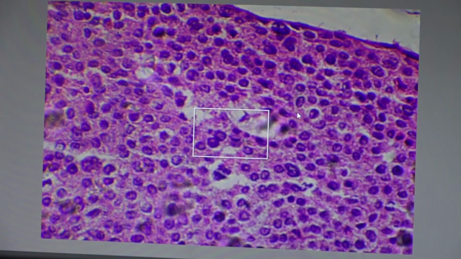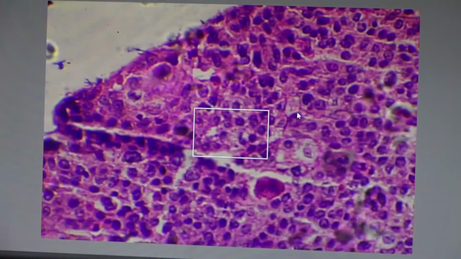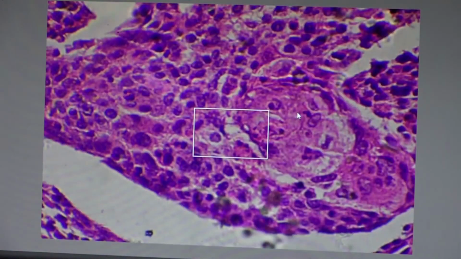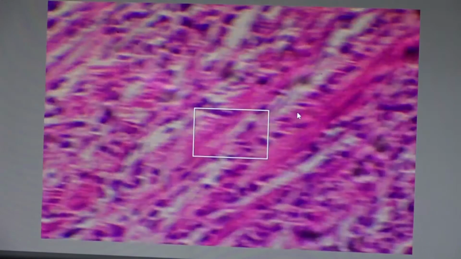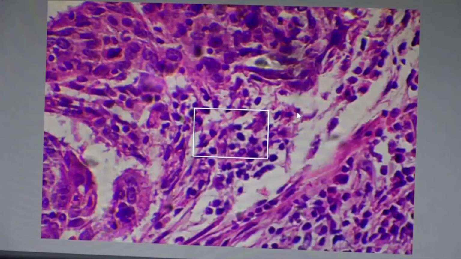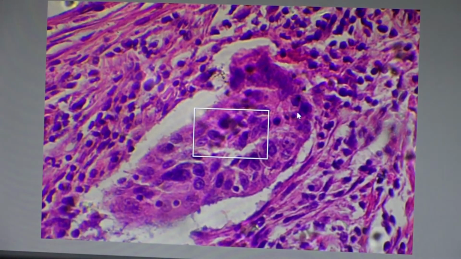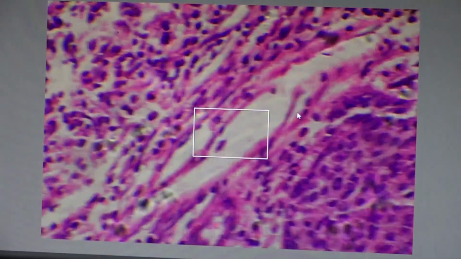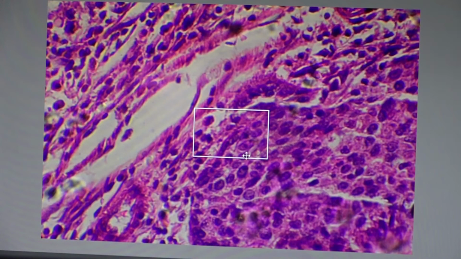This is non-keratinized squamous carcinoma, predominantly non-keratinized squamous cell carcinoma. All the features of malignancy are here. So please search for all the features of malignancy regarding squamous cell carcinoma within this slide.